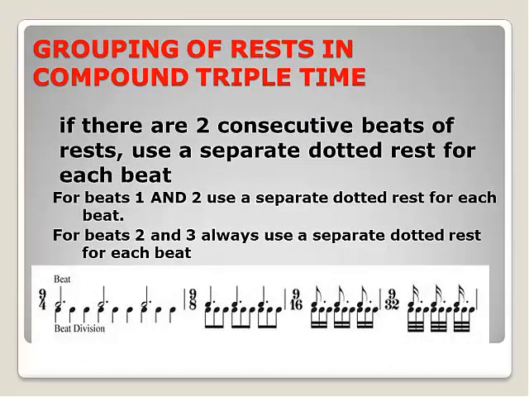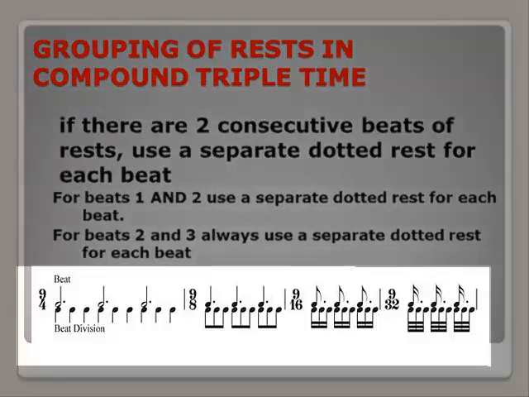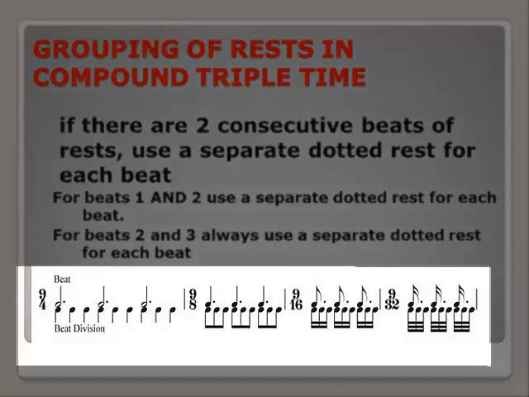Compound triple time has a 9 as the upper number in the time signature. Do you remember that simple triple time has a number 3 as the top number of the time signature? I just thought I'd mention that. Well, triple time, that means we have 3 beats of dotted notes and 9 pulses. When you look at this example, you can see the 3 beats and 9 pulses.